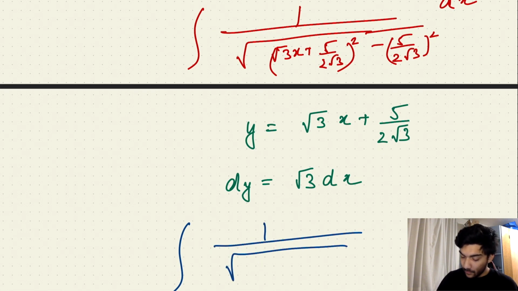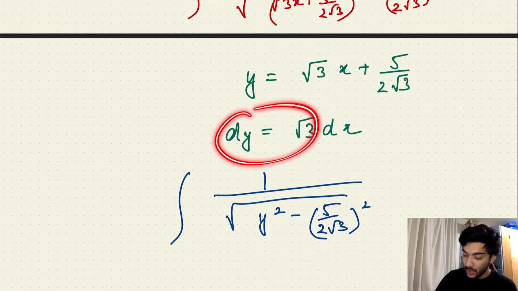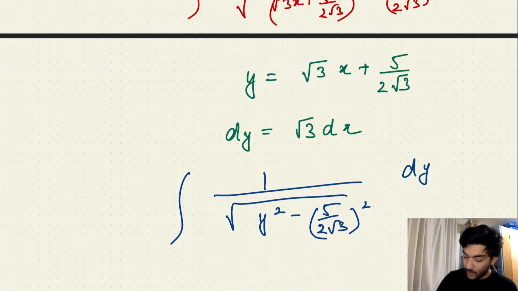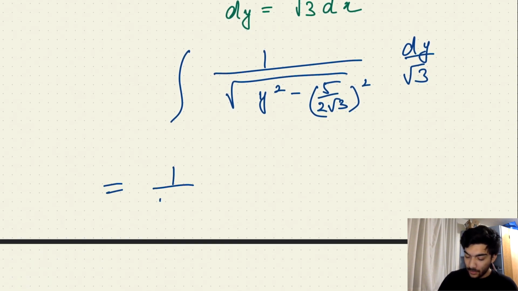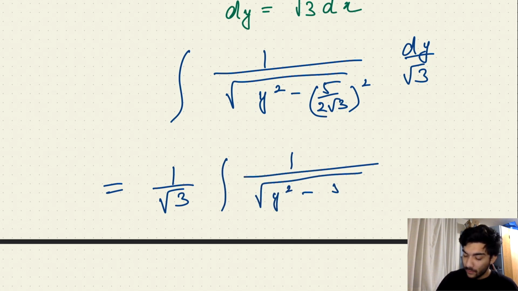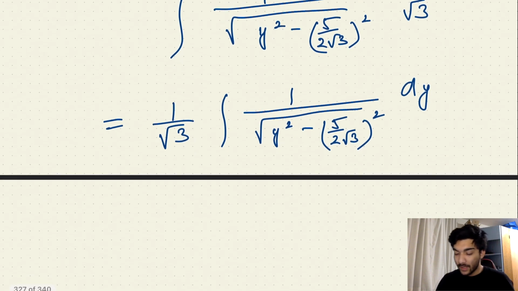So now this expression using this substitution can be easily converted to integral 1 over square root y square minus (5 by 2 root 3) whole square, and then your dx over here would be changed to simply dy by root 3, right? So this would be dy by root 3, and then your integral would just be 1 by square root 3 times 1 over y square minus (5 by 2 root 3) whole square dy in this case, right?